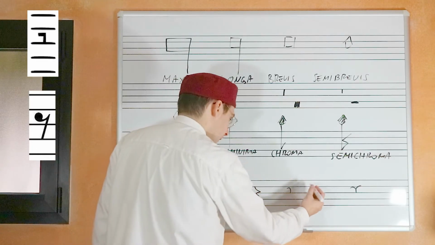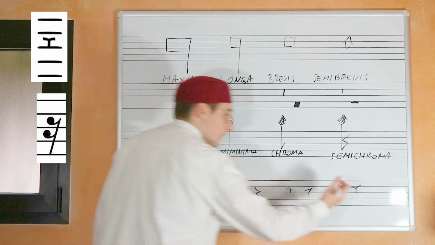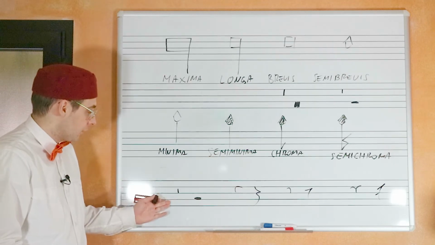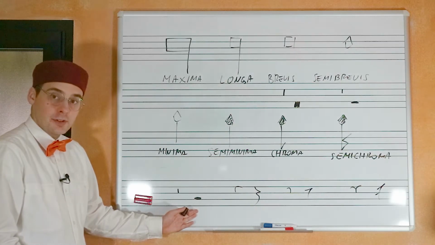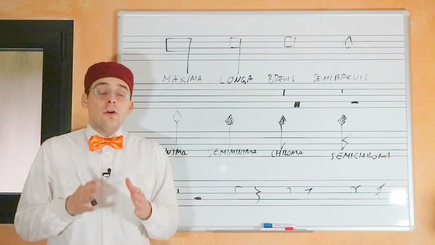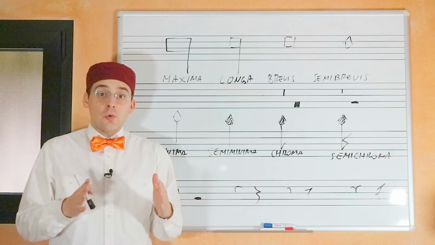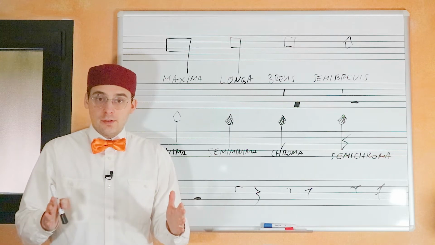This is the rest of the chroma. And this is the rest of the semichroma. Old notation, white mensural notation, and modern notation. Now let's talk about the rests of longa and maxima. In this case we have to distinguish two cases.